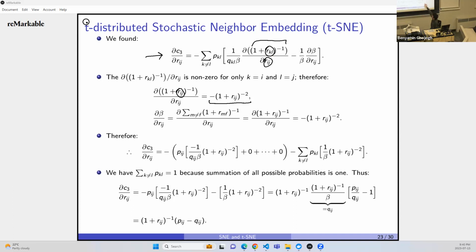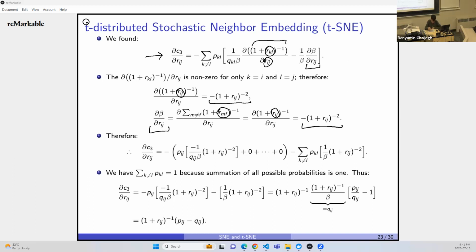This is the derivative, a simple derivative formula. Then now let's calculate this term, the derivative of beta with respect to Rij. This is beta. Again, for the same explanation, I replace RMF with Rij, and its derivative is this.